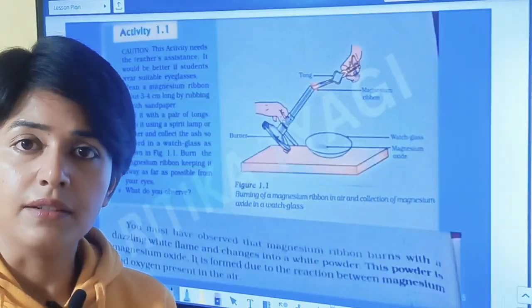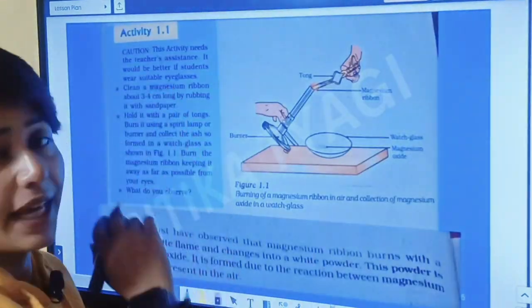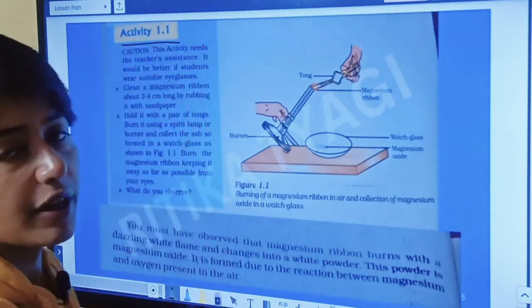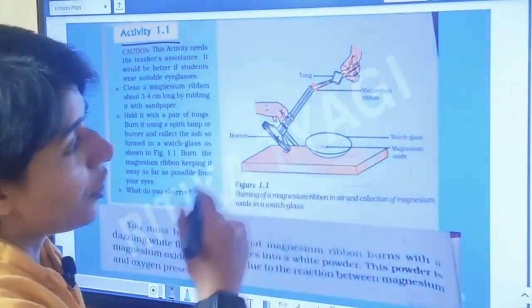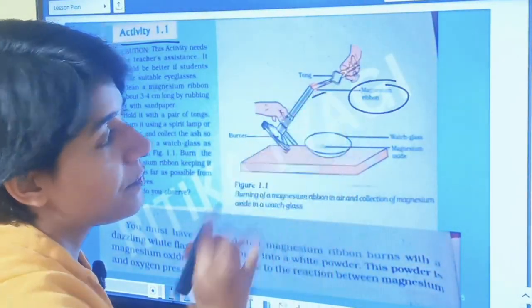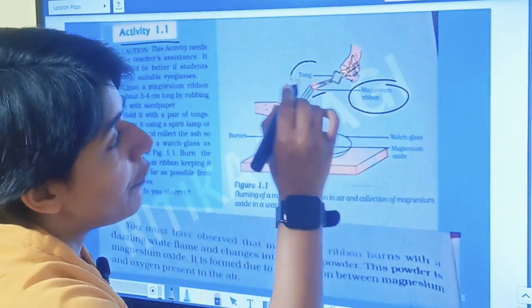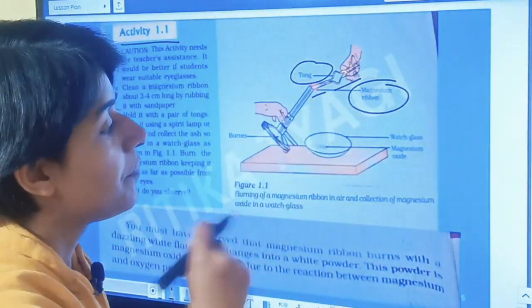Next, here is an activity from NCERT, that is activity 1.1. It shows a magnesium ribbon. It is held with the help of tongs, near a chimney.